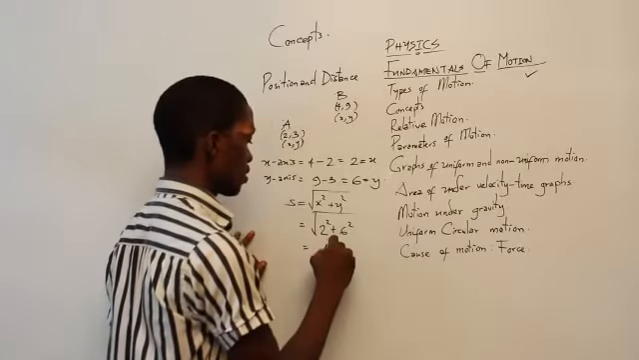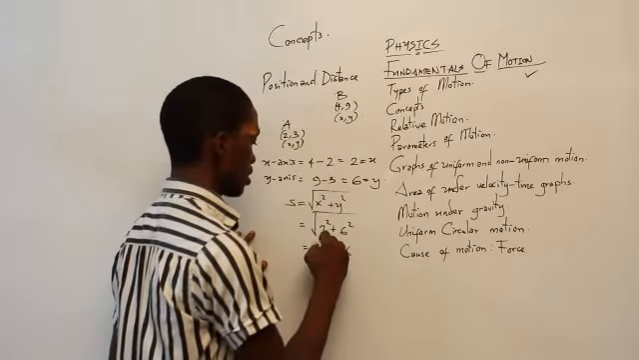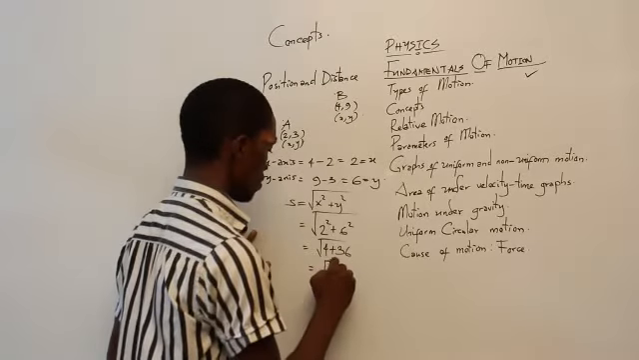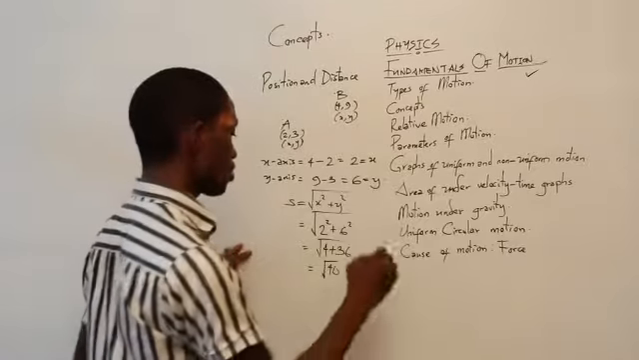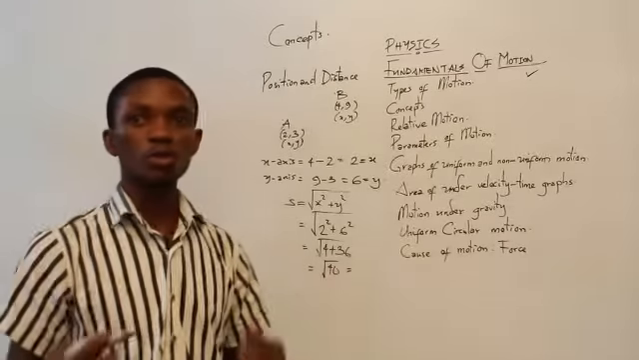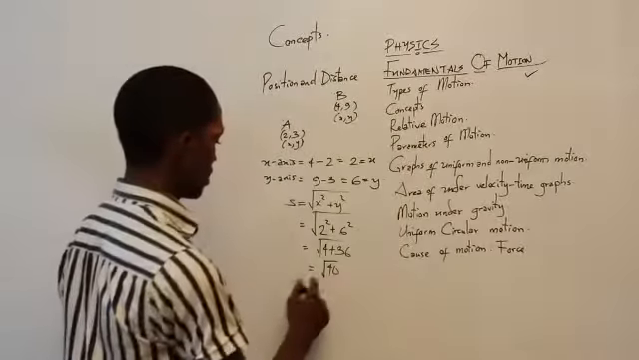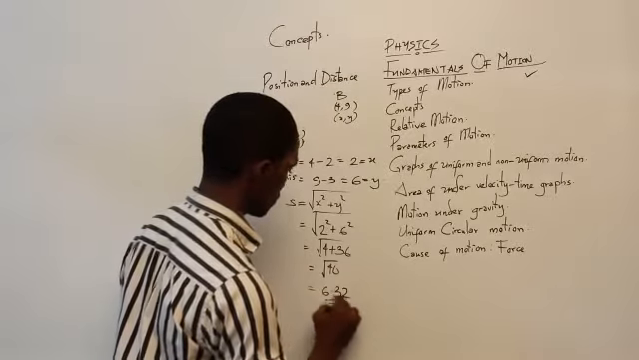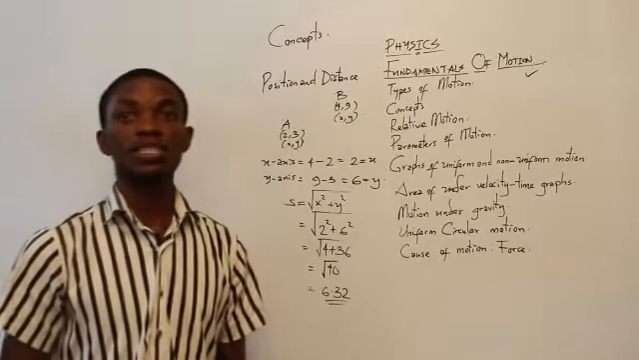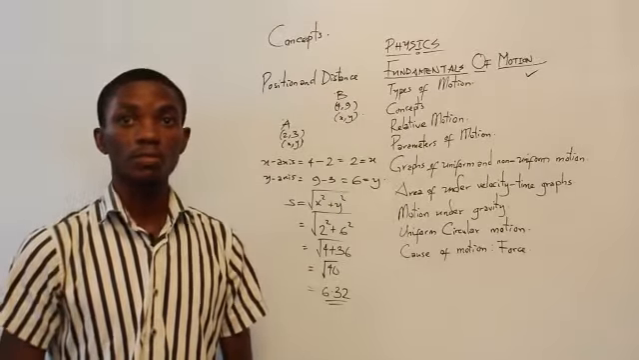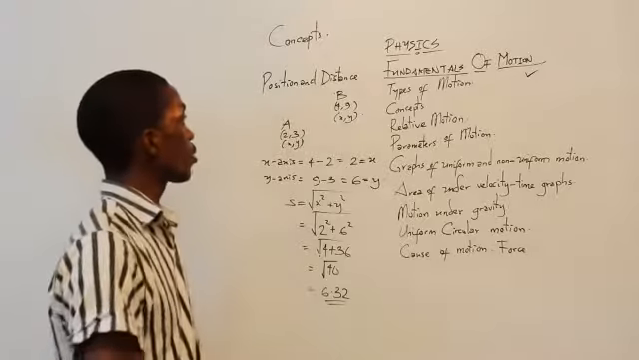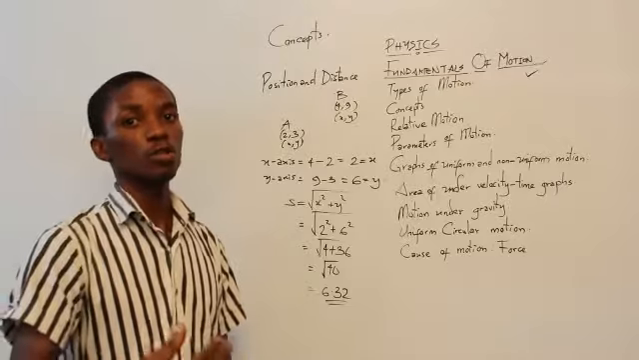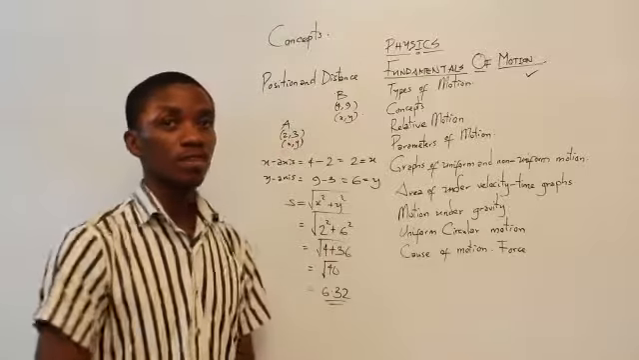2 squared is 4, 6 squared is 36, which gives the square root of 40. And square root of 40, when you use your calculator, that gives me 6.32, and that will be the distance between those 2 points. So that's basically what the concept of position and distance suggests. You can get the distance between 2 different positions following this formula.